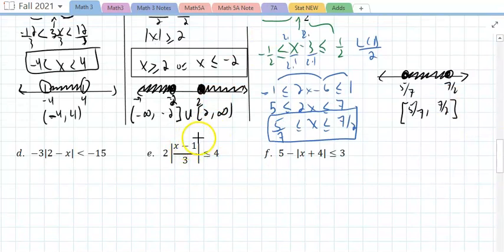I was going to do the rest. Let me see if there is sufficient amount of problems.